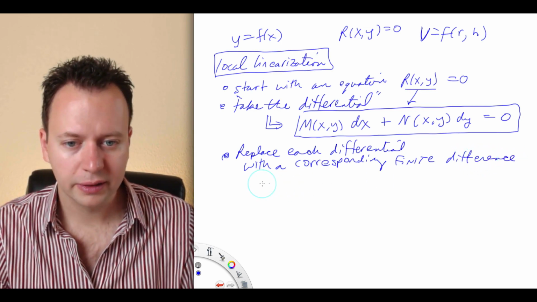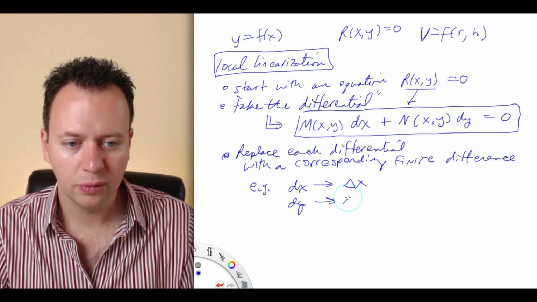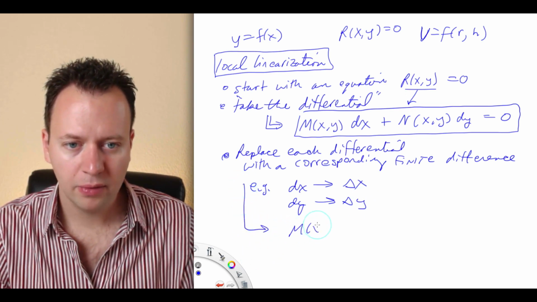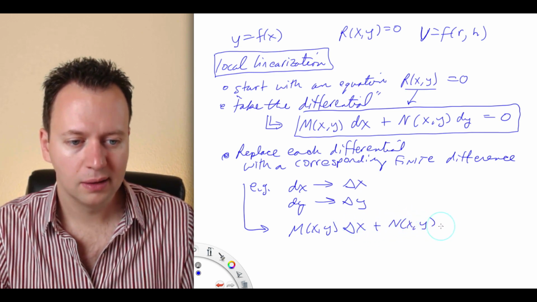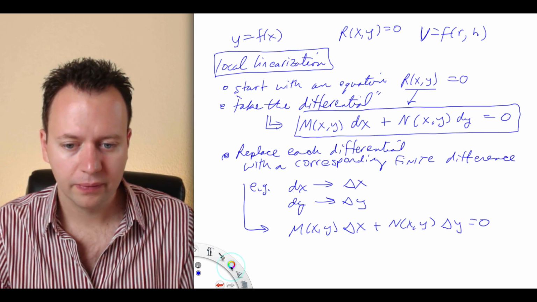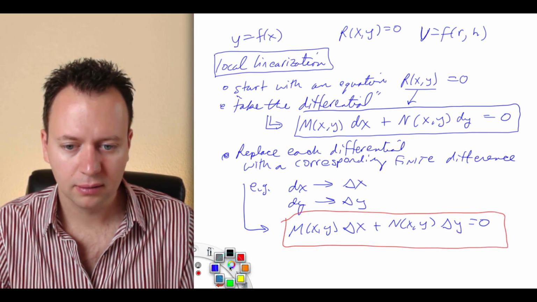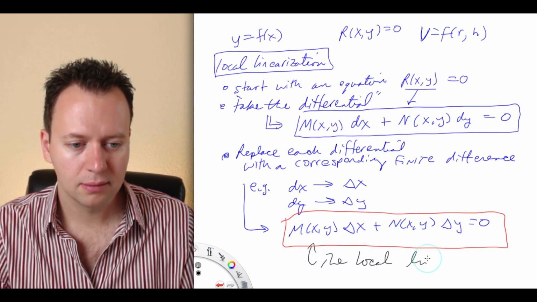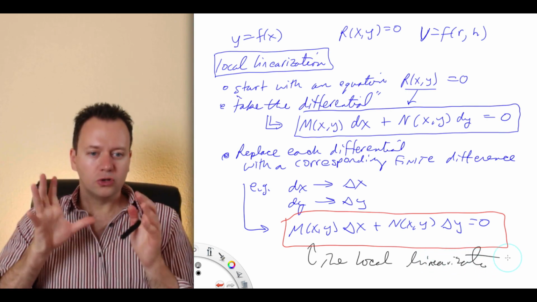So in other words, dx is replaced with delta x, and dy is replaced with delta y. So we obtain M(x, y) delta x plus N(x, y) delta y is equal to 0. This equation is called the local linearization. So what did we really do?